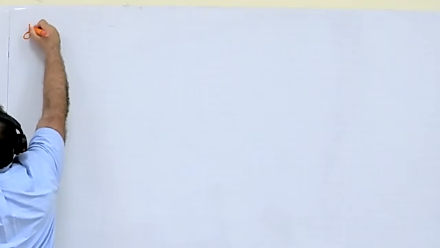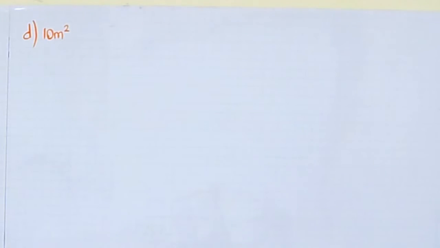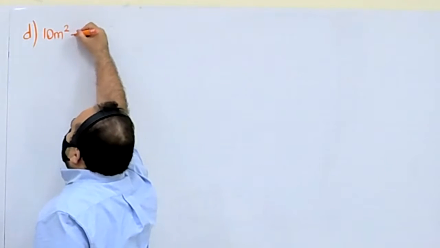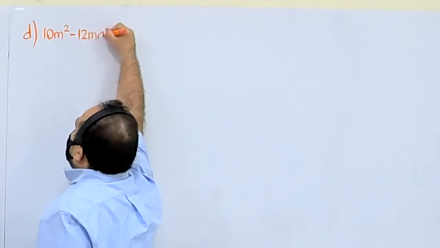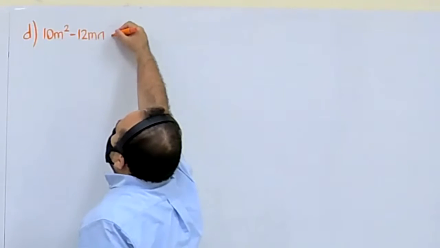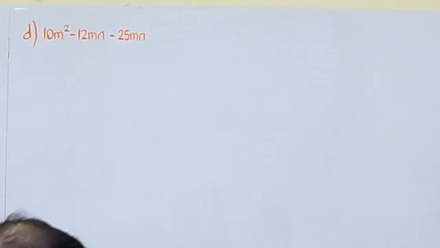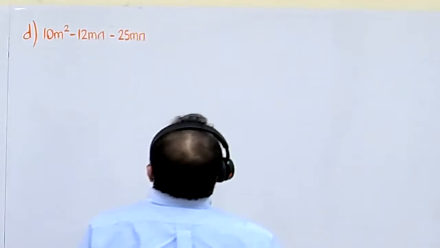For example, in the letter D we have 10m squared minus 12mn minus 25mn, and finally plus 30m squared.